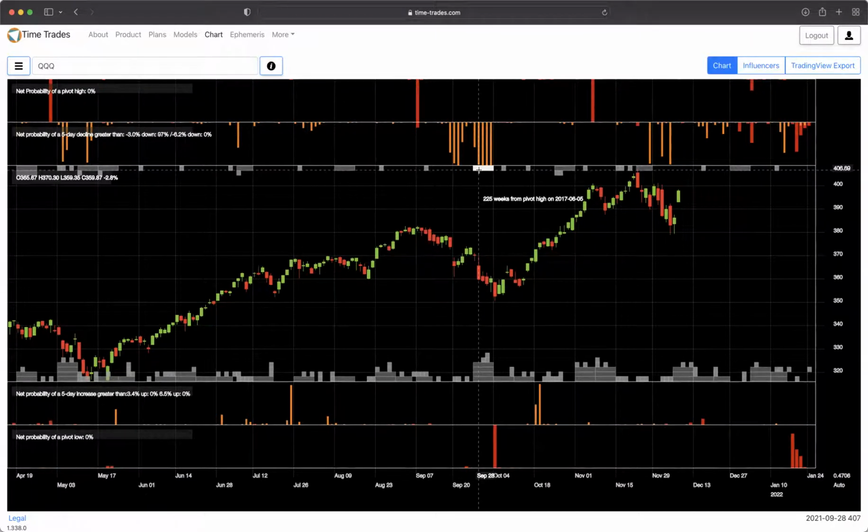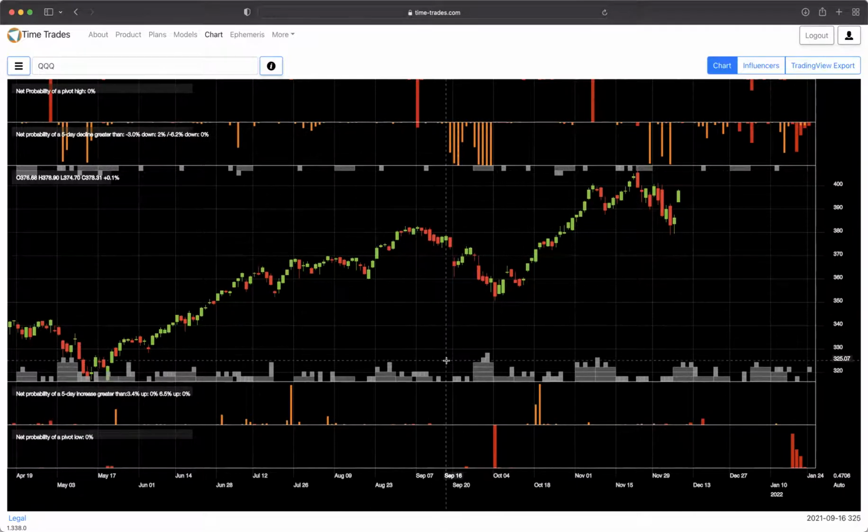If we go up here, here's an interesting one. This particular time period is 225 weeks from a pivot high in June of 2017. So we've got the ability to identify some of these very old yet still active time cycles from long forgotten major pivot highs or pivot lows. So that's one of the nice things about Time Trades, is how it will automatically identify these pivots and continue to project them forward. So these are incorporated into the machine learning.